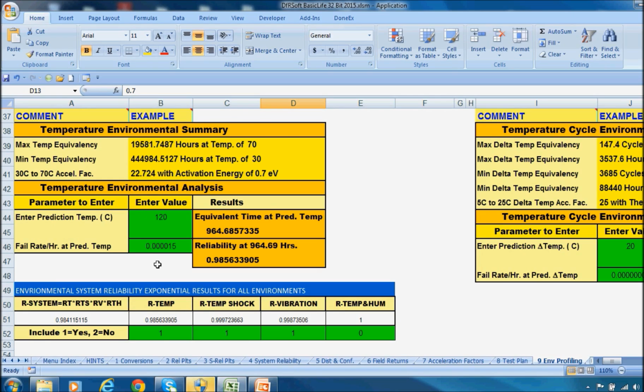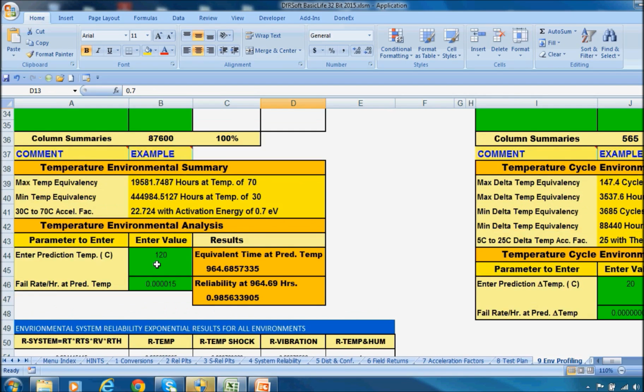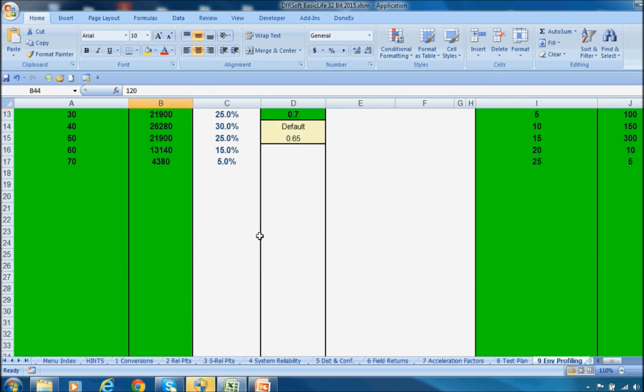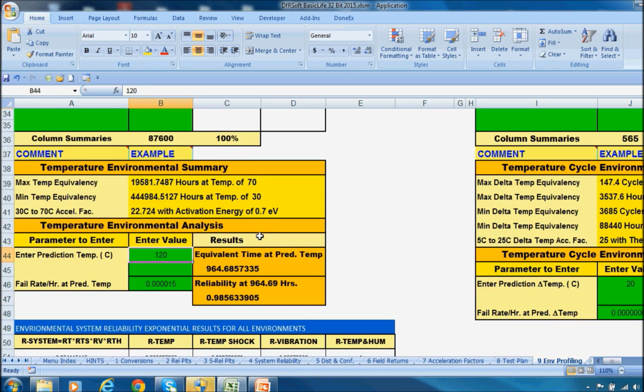Now the next thing we want to do is ask: what temperature would be equivalent to roughly 10 years for this? I happen to have played around with it. I'm going to put in 49.5 to show you that. And remember, you enter things in the green squares.